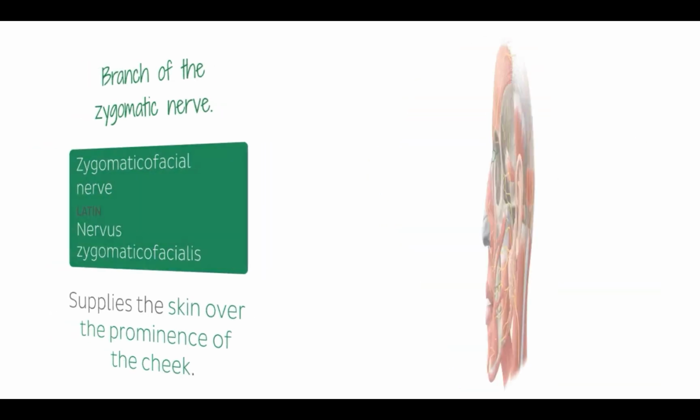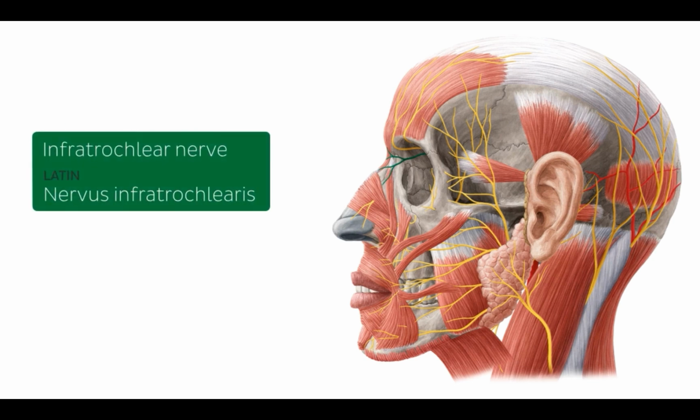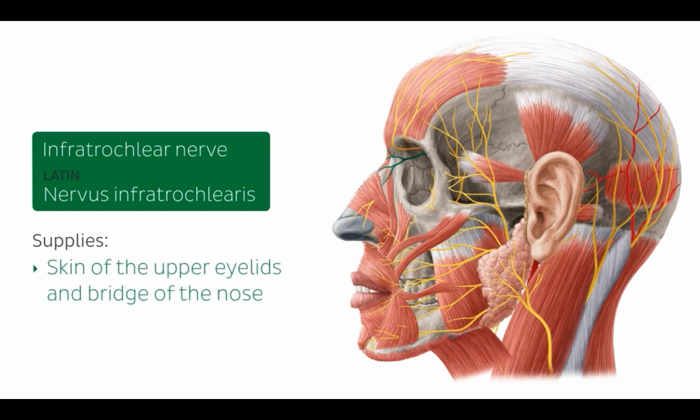Next on our list, we're going to be seeing this nerve here, which you also have on the other side. These are known as the infratrochlear nerves. This is a branch of the nasociliary nerve just before it enters the anterior ethmoidal foramen. It will be supplying certain structures, including the skin of the upper eyelids and bridge of the nose, the conjunctiva, and the lacrimal sac, as well as the caruncle.